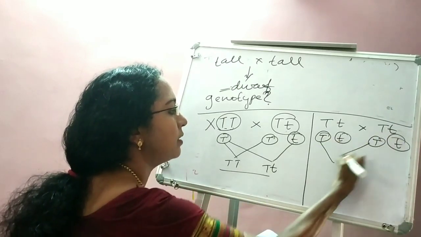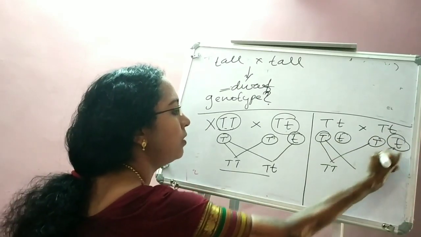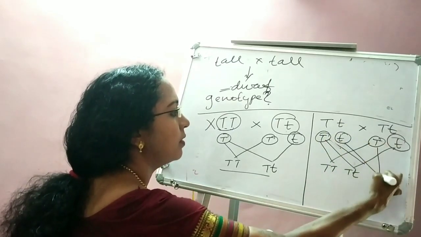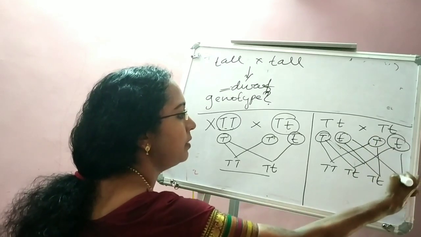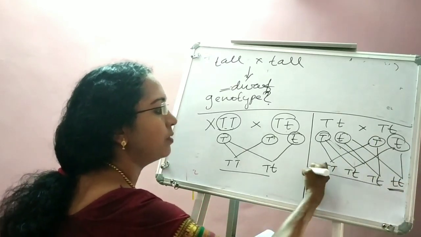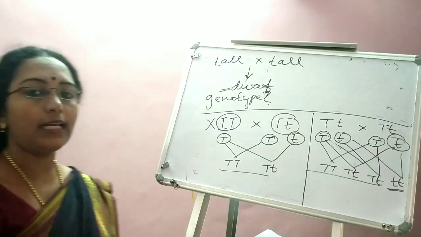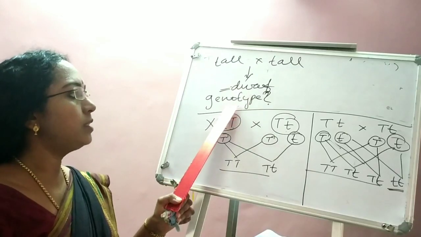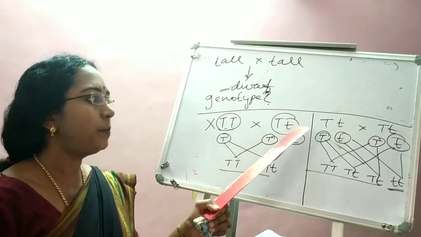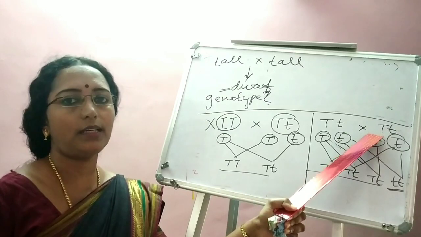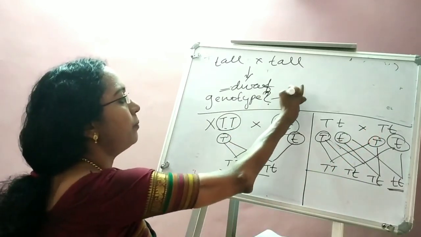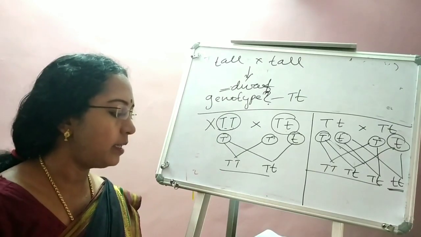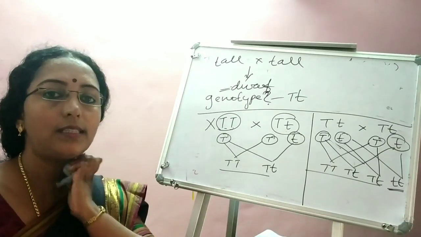So I can get, as we got before, three tall and one dwarf. So the question is, I am getting a few dwarf progeny. What is the genotype of the parent? The parents are heterozygous. You should not write the answer as the genotype of the parent is capital T, small t. Don't write the answer like this. You should write, the genotype of the parent is heterozygous.